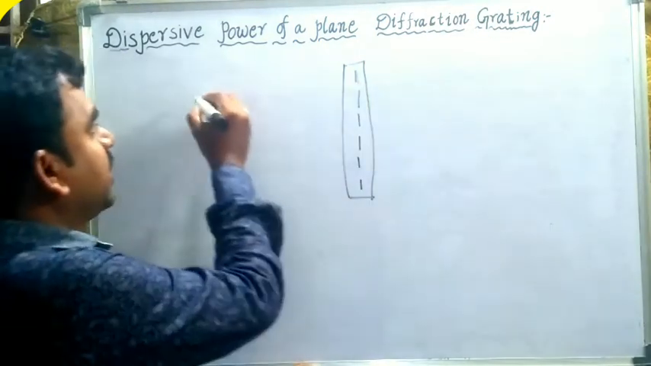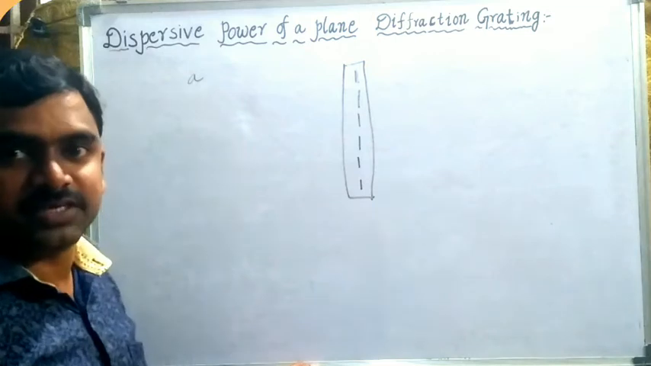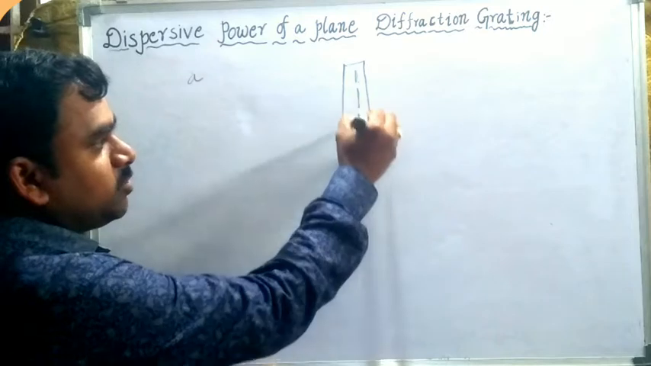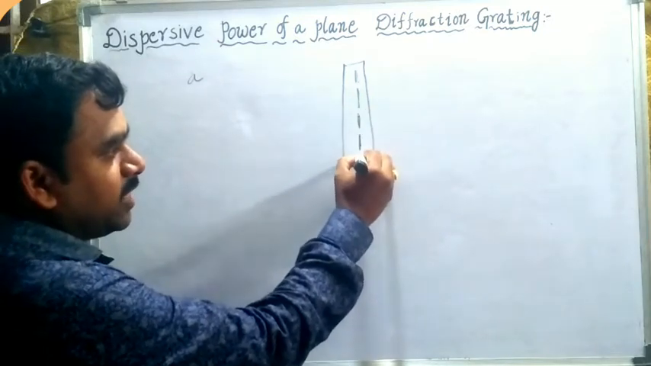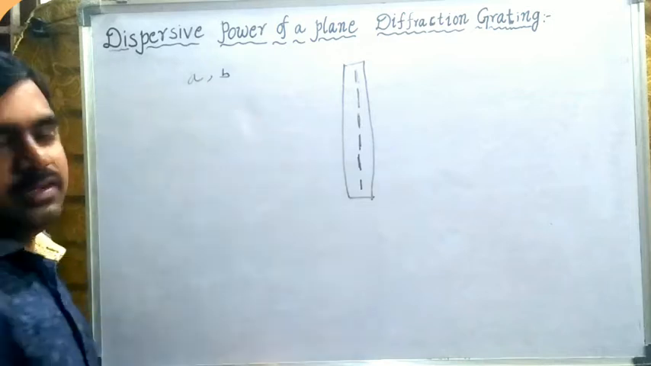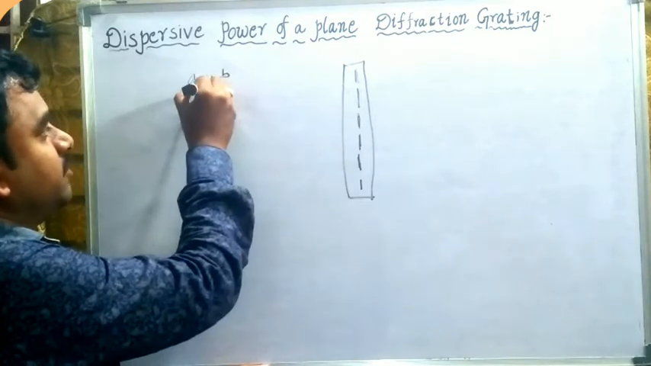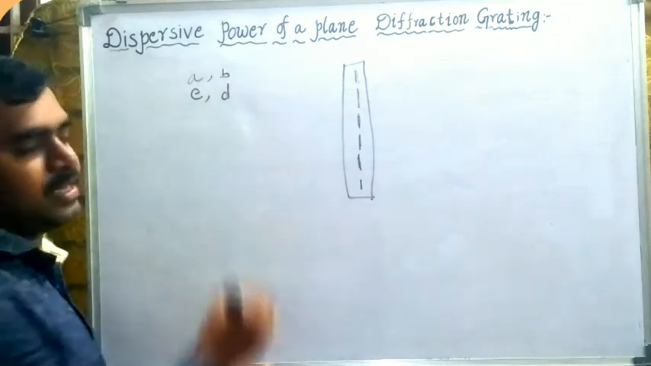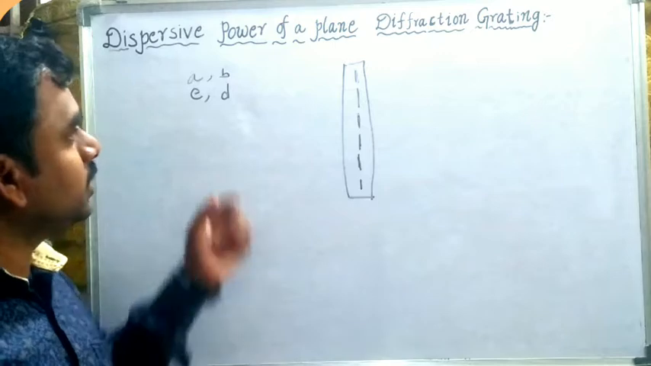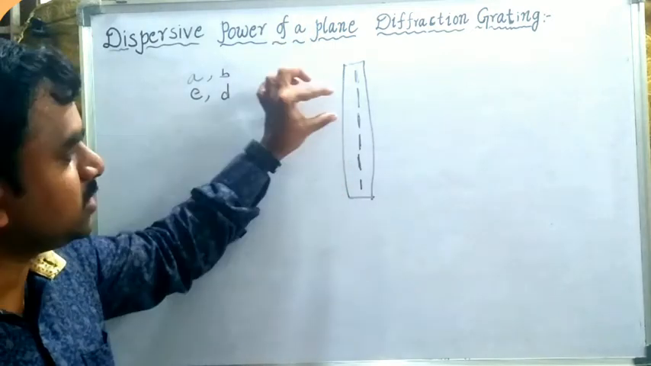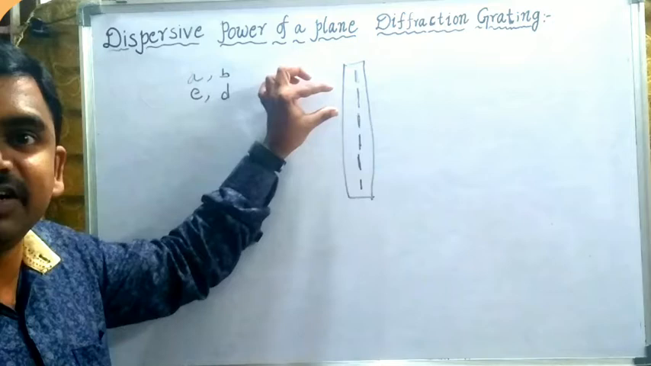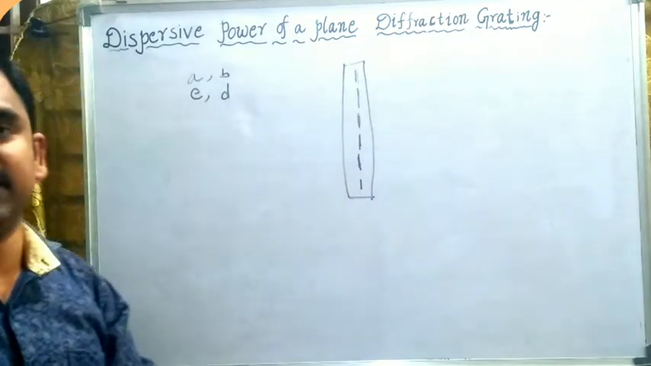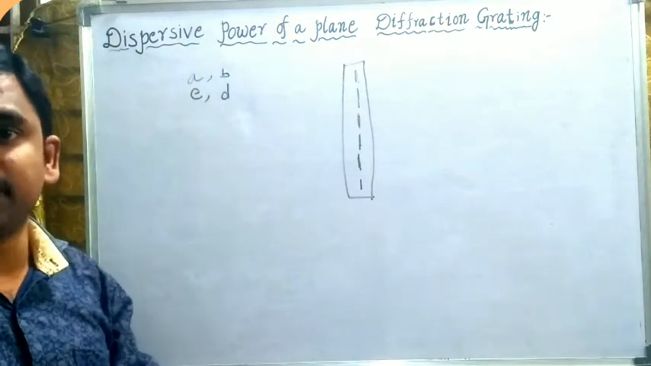The width of the slit we are calling A. And the separation between two successive slits, we are taking as B. In some textbooks, they have taken the width of the slit as E, and the opaque barrier as D. No problem. A system consisting of a large number of equidistant slits separated by opaque barriers is called a diffraction grating.